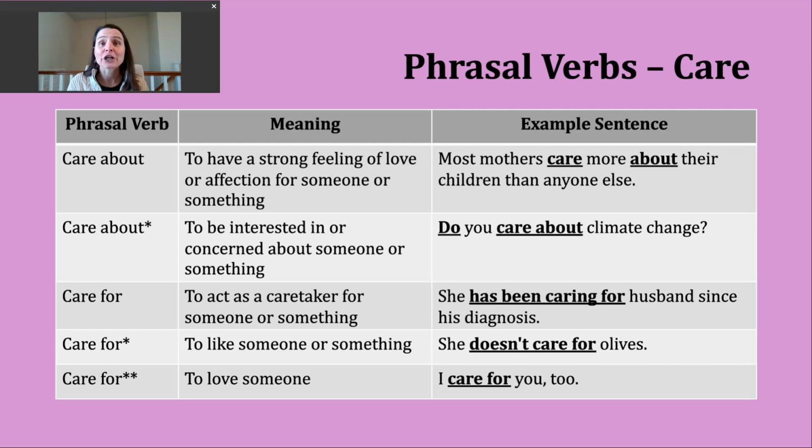A second way you might hear care for used is to mean to like someone or something. An example of this might be: she doesn't care for olives. So here, this is negative, of course, so this means that this person does not like this particular food. The last way you could use care for is, again, to mean to love someone, right? So you might hear this in movies, TV shows, different things. Maybe one character says to another, I care for you too, right? Another way to say, I love you too.